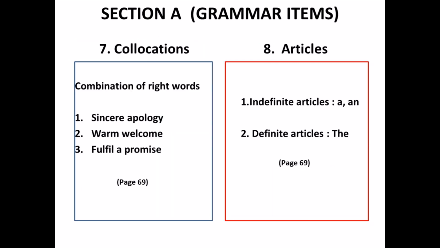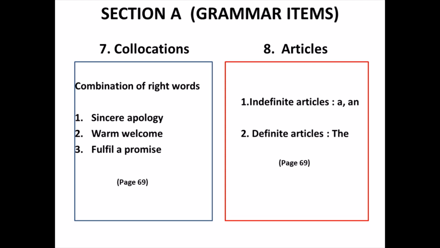Then we move on to the last two items, the collocations and the articles. These are from Unit 4. So collocations are nothing but the combination of right words. Sometimes we use English, but it should be rightly combined, especially when we are describing or expressing something, the right choice of words should be made. Otherwise, there is no essence of native speakerism or correct English. So collocations, examples I have given there.